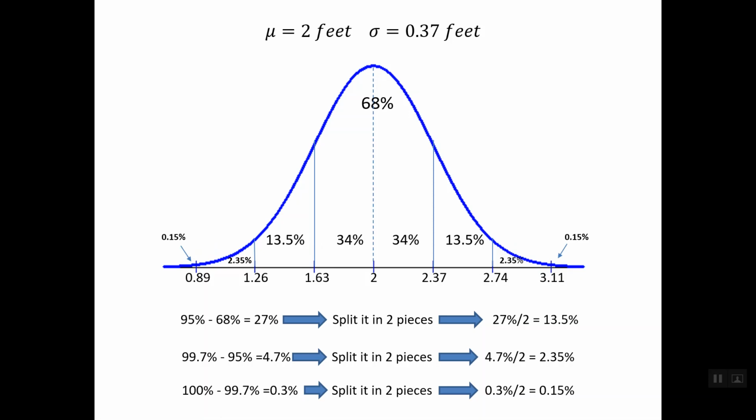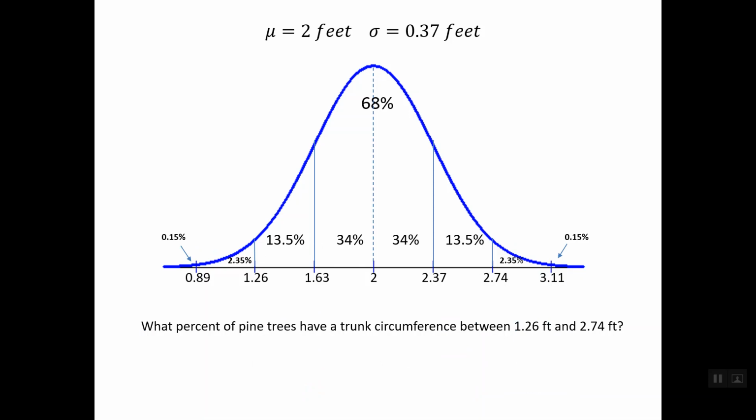So it's pretty easy numbers to put in. And now we can use the empirical rule to answer questions. So what percent of pine trees have trunks between 1.26 feet and 2.74 feet? So let's see, let's find that along our axis. Here's 1.26 in red and 2.74 in red, so I've highlighted them there. To figure out that percent, I need to see the percents that are in between the two.